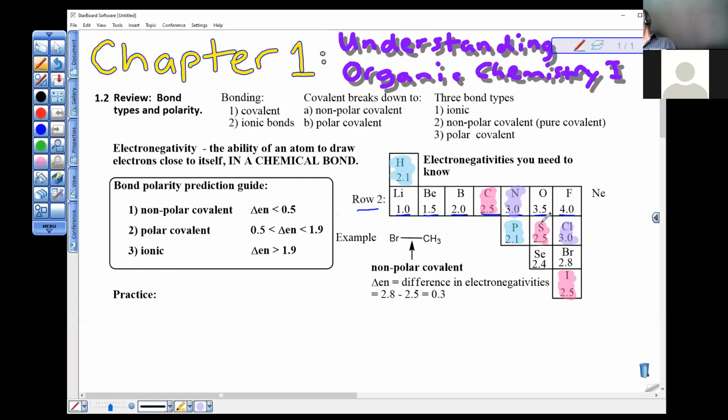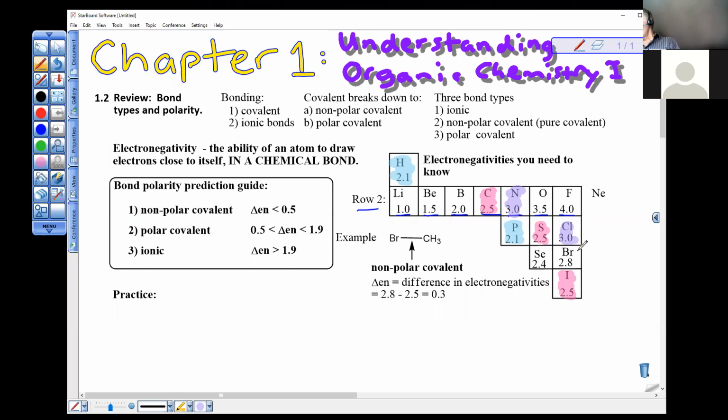Going from row 3 to row 4, the changes are always small. Other changes like size are also small. Whereas going from row 2 to 3, the jumps are pretty big because once you get into the 3rd row, you get new types of orbitals, and that changes sizes, and thus it changes electronegativity. So remember, sulfur and selenium real close, but selenium's a little lower.